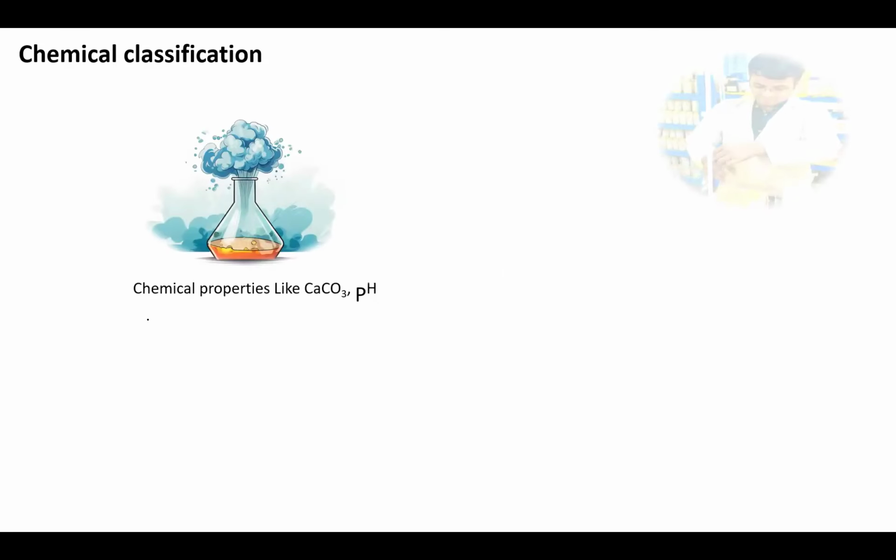Another classification is the chemical classification. As the name itself says, it is based on the chemical properties of that particular soil, like calcium carbonate content or soil reaction, that is pH. For example, if your soil has a low pH, it is called acid soil. If the pH is more than 7, up to 8, it is called saline soil. And if more calcium deposits are there, it is called calcareous soil. This is what the chemical classification deals with.